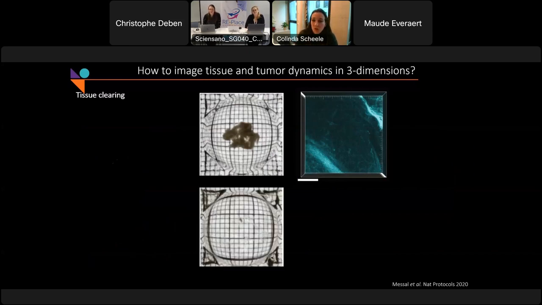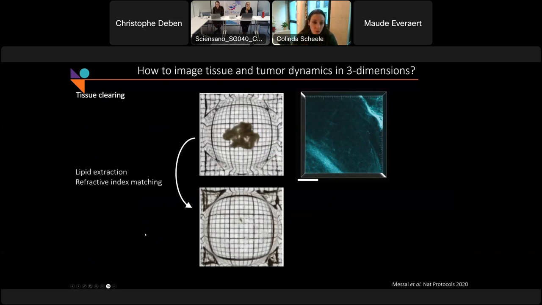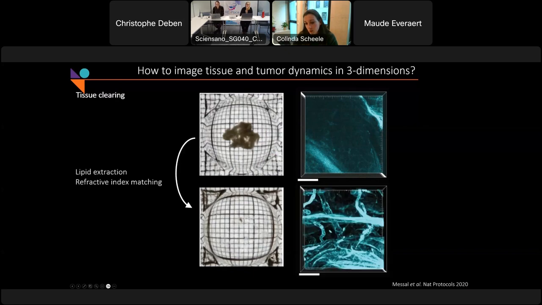So what we try to do when we receive tissues is that we don't only make organoid models from these, but we also try to visualize these tissues in 3D to have an idea of how the tree looks, what architecture we actually have. And for this, we use a lot of tissue clearing, which makes it possible to see through intact tissues, quite large tissue pieces. So we do this with lipid extraction and refractive index matching, and then you go from an image like this to an image like this. So you can really see through the tissue when you image it on a confocal or a light sheet system.